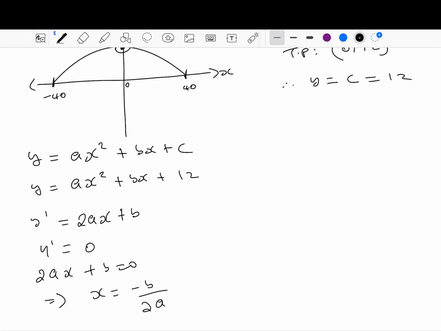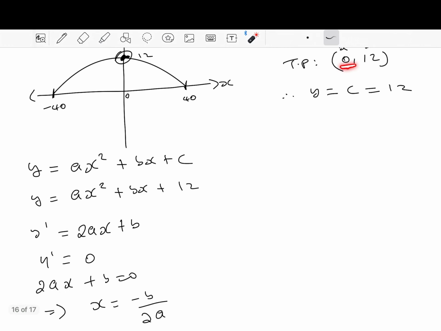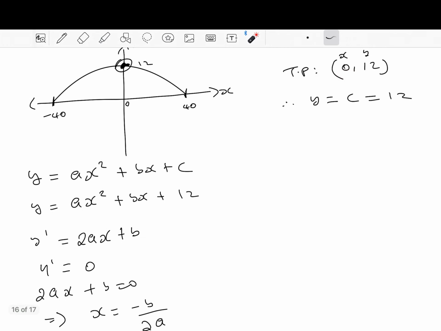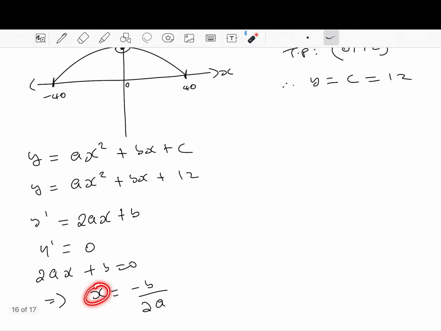We've already done this. But the nice thing is we already know the x value of the turning point. What is the x value of the turning point? It is 0. You already know that, so you don't have to calculate it. So this is how you calculate the x value of the turning point, but we already know the value, which is 0.